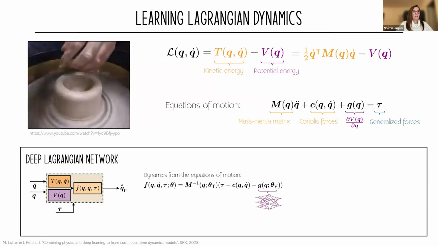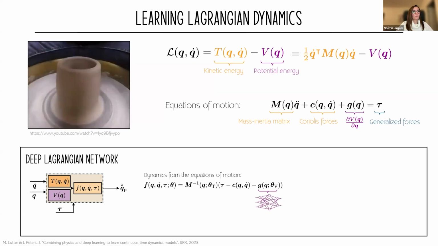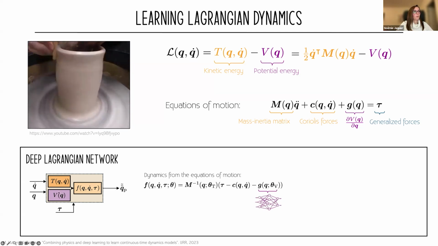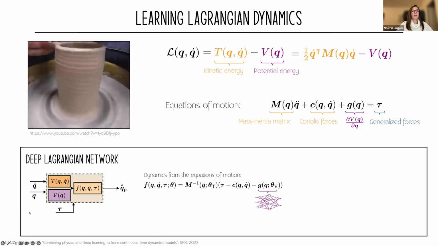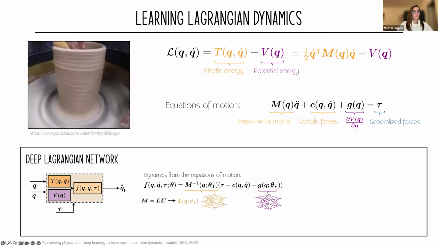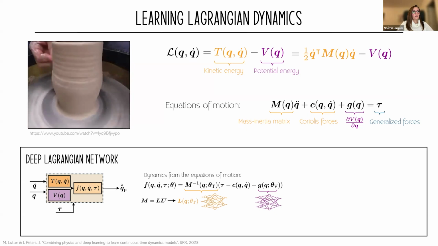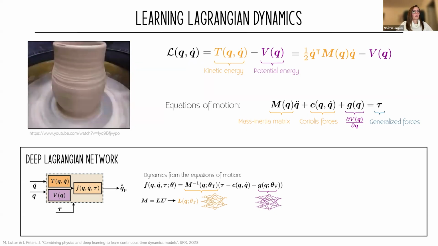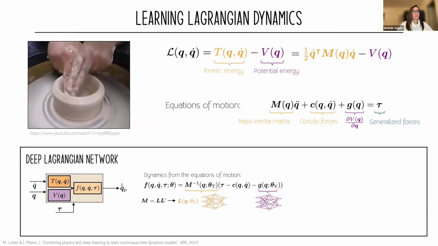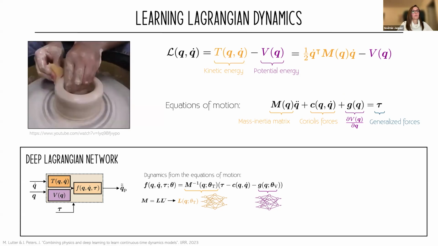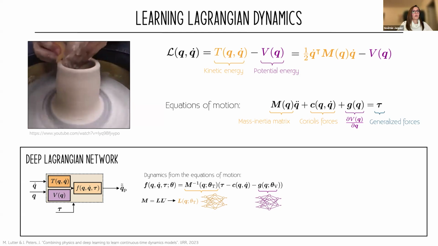One part is a network for the potential energy, which is here in purple in the graph. Then we have a second network, which predicts the mass inertia matrix at a given position. And instead of simply predicting the acceleration, we take the dynamics from the equation of motion, plug in the two networks that give us the mass inertia matrix and the potential energy, and we obtain the acceleration via the inverse dynamics, essentially.